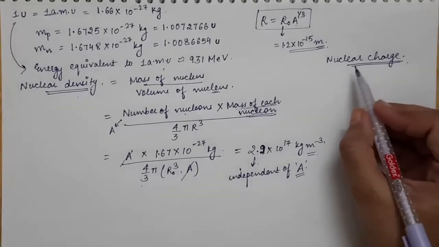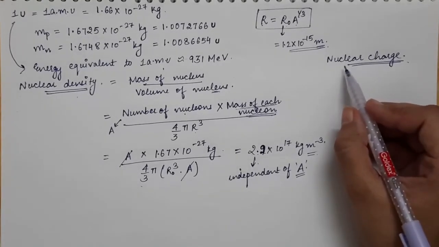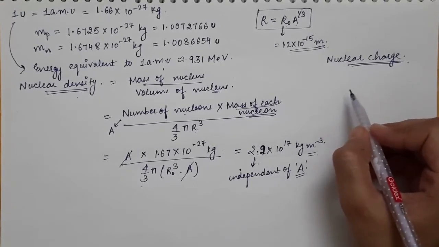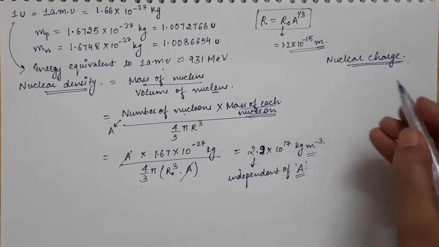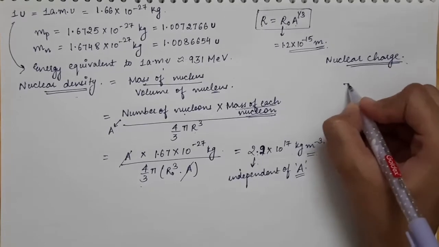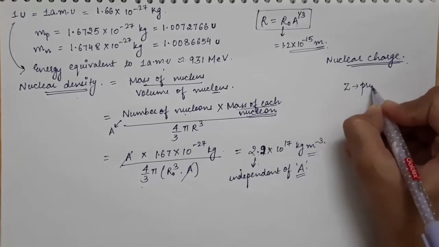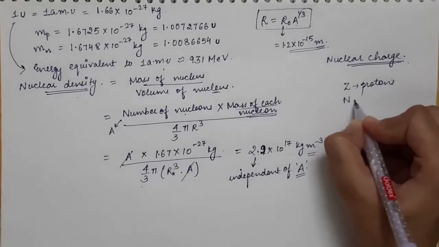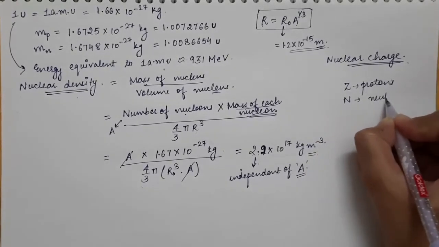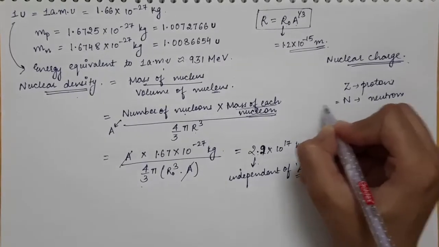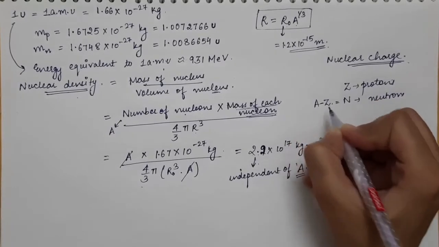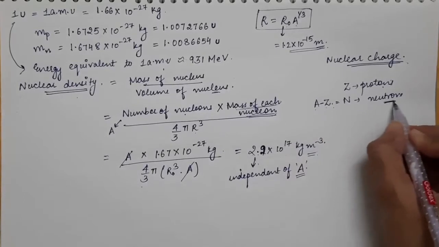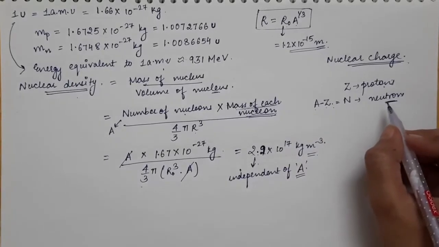The charge on the nucleus will be equal to the sum of the total charge present on its constituents. So in the nucleus we know there are Z number of protons and N number of neutrons. So N is equal to capital A minus Z. So Z number of protons and A minus Z number of neutrons are present in a nucleus.